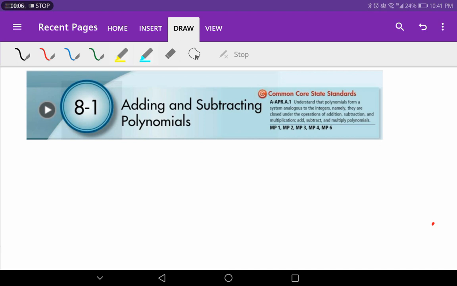Our lesson today is 8-1, adding and subtracting polynomials. Hello again my dear students. Our objective here is adding and subtracting polynomials.